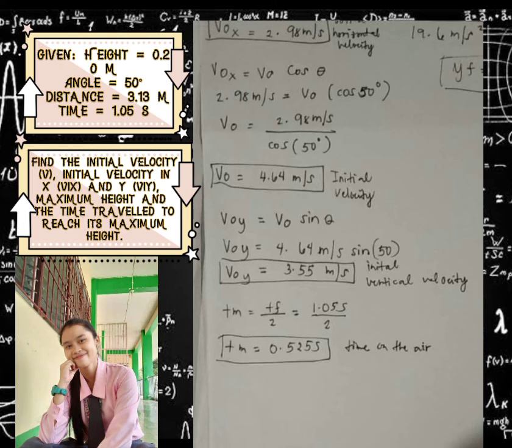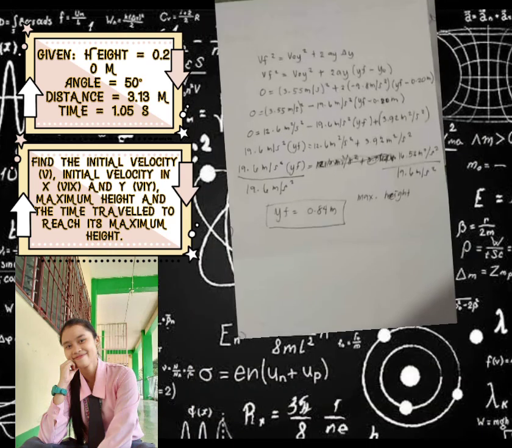So now, we will proceed in getting the time at maximum height. The formula for the time at maximum height is equal to t over 2. So our time is 1.05 seconds divided by 2. So our time at maximum height is 0.525 seconds.